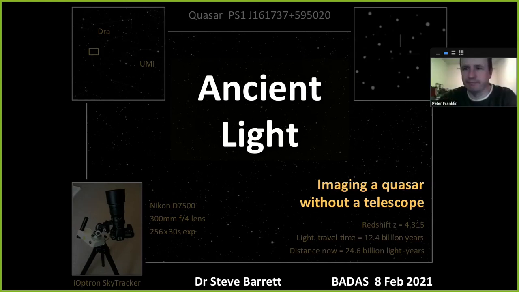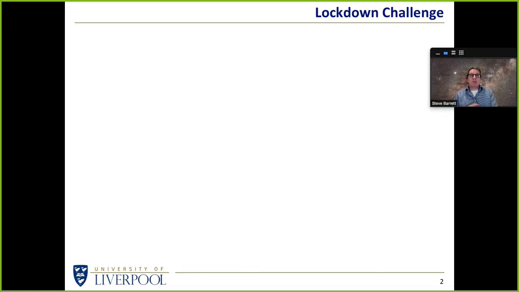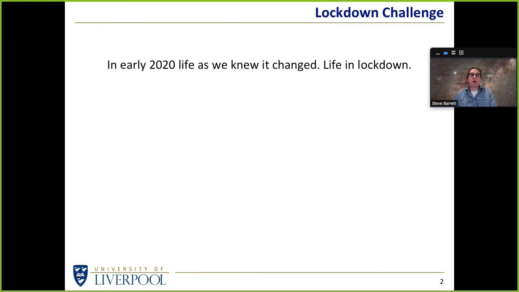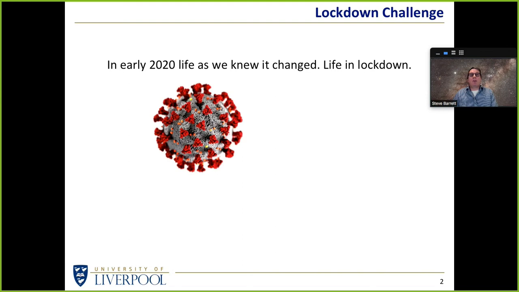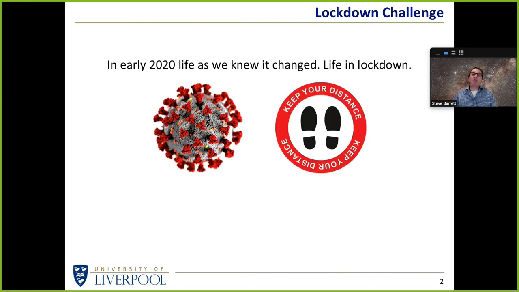This is a short talk called Ancient Light, and as you can see from the subtitle, it's about imaging a quasar without using a telescope. So it starts with a lockdown challenge because, as you don't need to be told, 2020 was a rather unusual year in which life as we knew it changed completely, and we ended up with a life in lockdown. So this object on the left gave rise to a lot of these objects on the right.